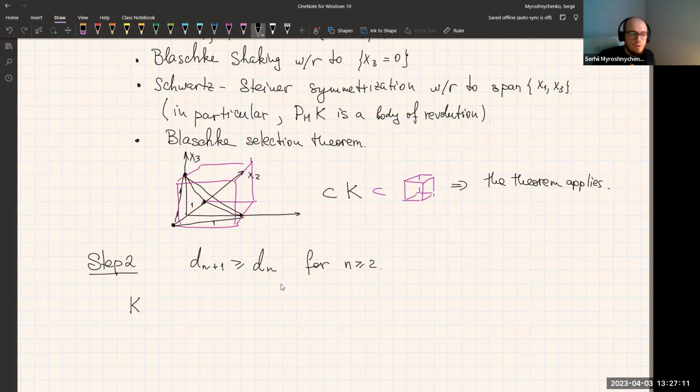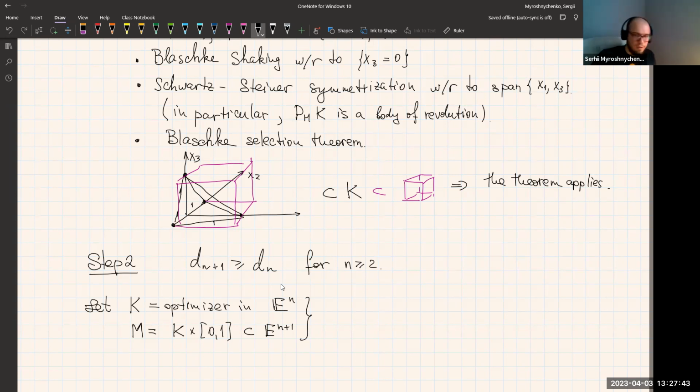Let's say we found our K, our optimizer in n-dimensional space. What we're going to do is look at the body M, which is the cylinder with the base K. This lives, of course, in n+1 dimensions. Then, based on this construction, let's make two simple observations.